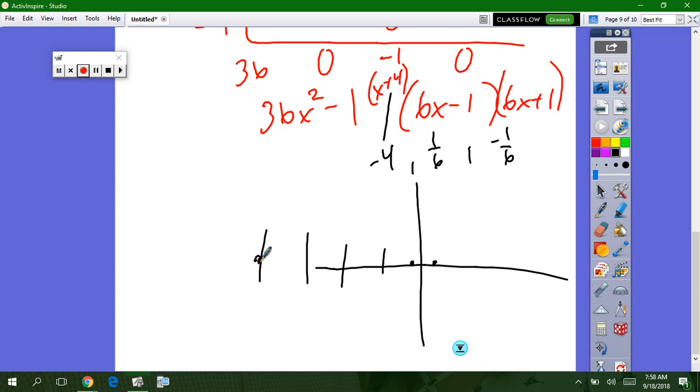What was our leading coefficient? Positive 36. What was our degree? X cubed. So we're like this, correct? Coming from down. Notice, did any of these have multiplicities? So that means they're all multiplicities of 1. So that means they're all going to cross. That's kind of a sketch of what happens.